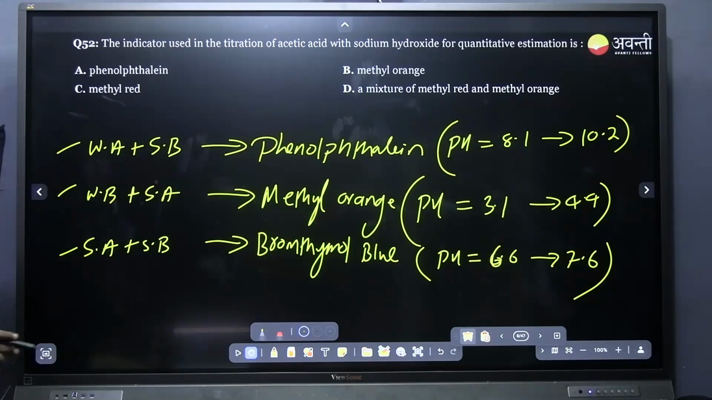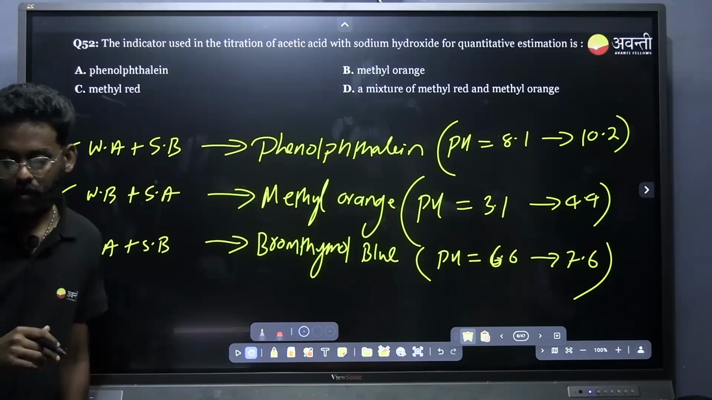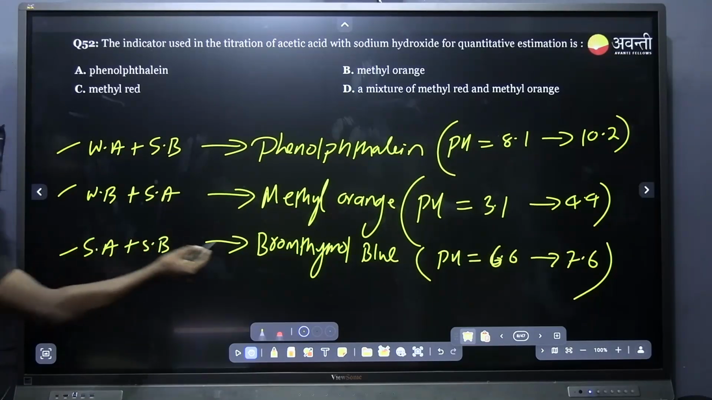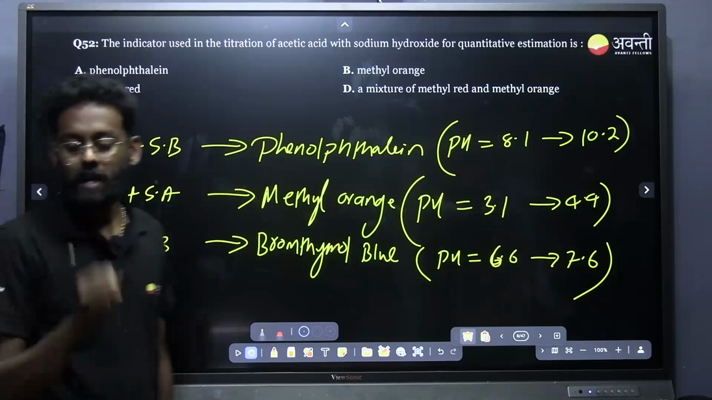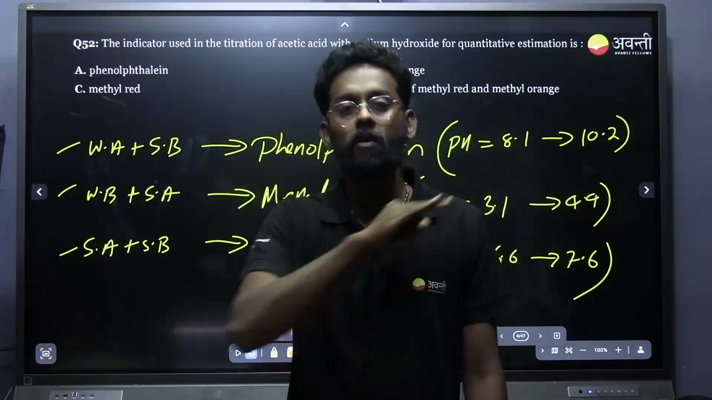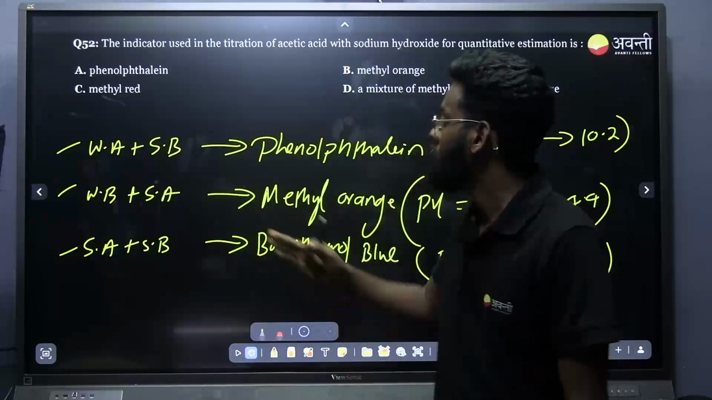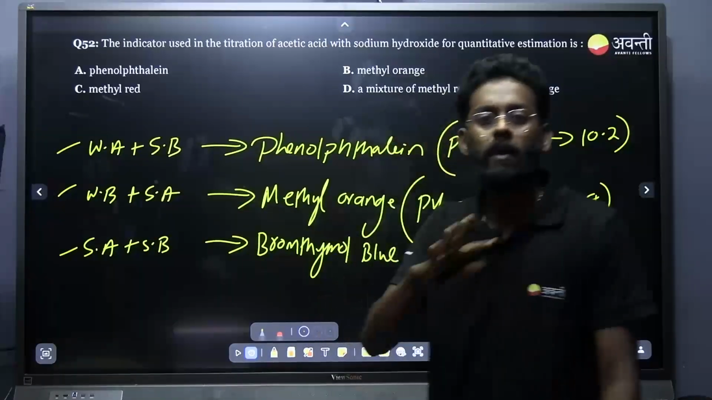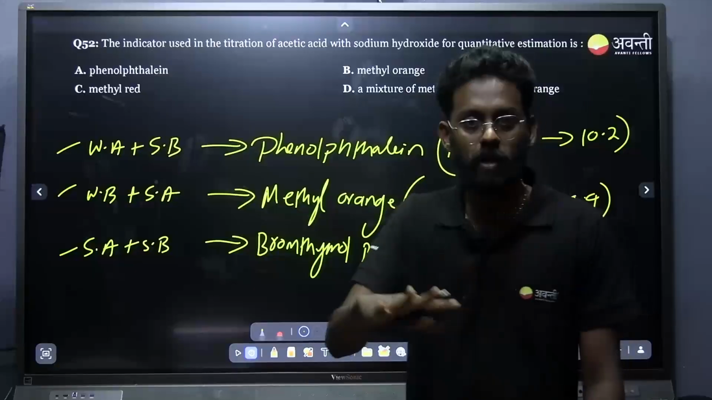Sir, for weak acid and weak base, what will we use? For weak acid and weak base also, the same thing, we can use bromothymol blue. For strong acid and strong base also, the solution will almost always be neutral, and for weak acid and weak base also, the same thing: the solution at the end point will be neutral.